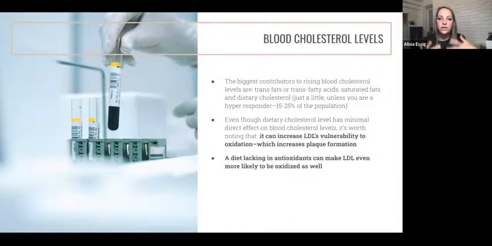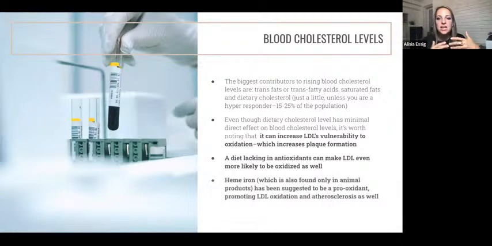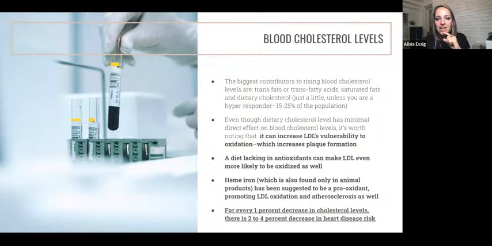And those are going to be from animal-based products, which usually promote more oxidation because of even heme iron, for example. Heme iron, which is found only in animal products. I mean, it's good if you're low in iron, you need iron. But in general, it is also pro-oxidant. And so it can promote atherosclerosis as well.